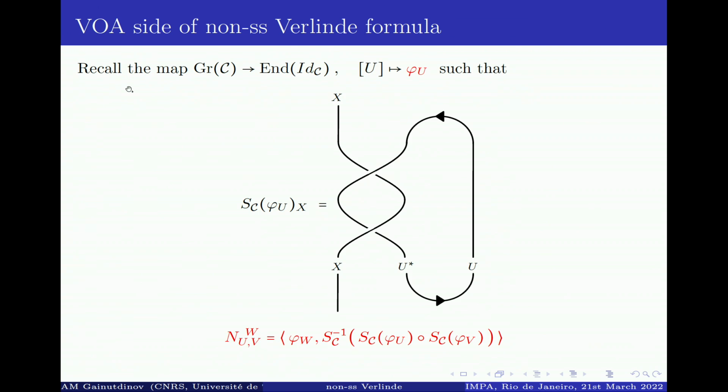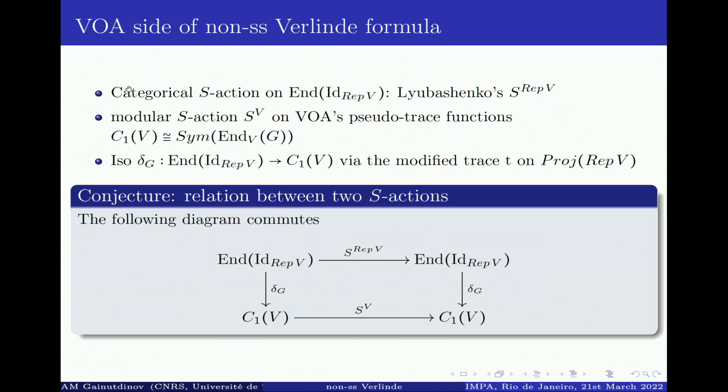Okay, right. So this is just a recap of the categorical Verlinde formula we have. So we know how to calculate N_UVW in terms of the categorical S transformation. We have all the necessary ingredients to make the main conjecture. On the category side, we have Lyubashenko's S transformation. On the VOA side, we have this SL2(Z) action on the space of pseudo-trace functions, or on symmetric forms of the corresponding centralizer of the VOA. And we have this isomorphism that links the categorical world to these torus one-point functions via this modified trace construction.